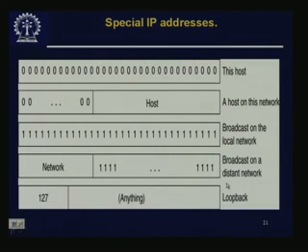So, this is just another look at it. All zeros means this host. All zeros in the network part and the host part is something specific, a particular host on this particular network. All ones means broadcast on the local network. If the network part is specified and the host part is all ones, that means broadcast on a distant network. If it is 127, that means anything in the rest of it, that is a loopback.